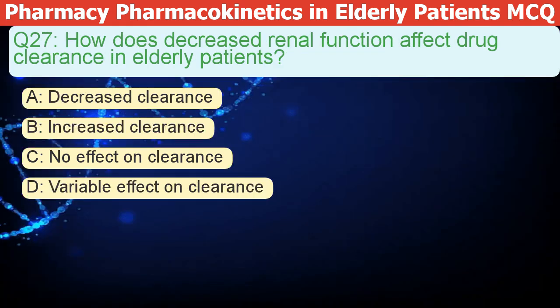How does decreased kidney function affect how the body gets rid of drugs in older adults? A. Decreased clearance. B. Increased clearance. C. No effect on clearance. D. Variable effect on clearance.